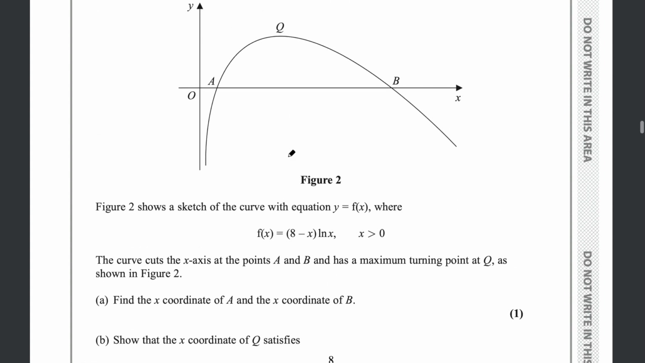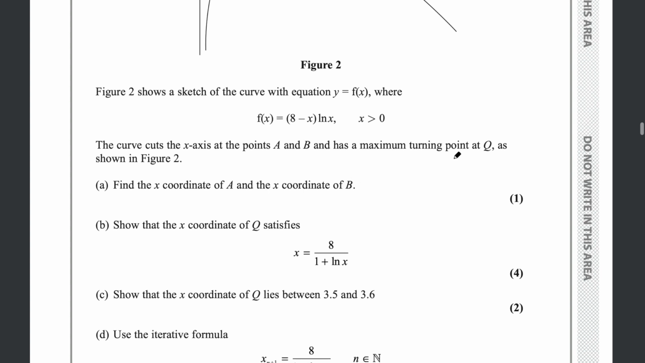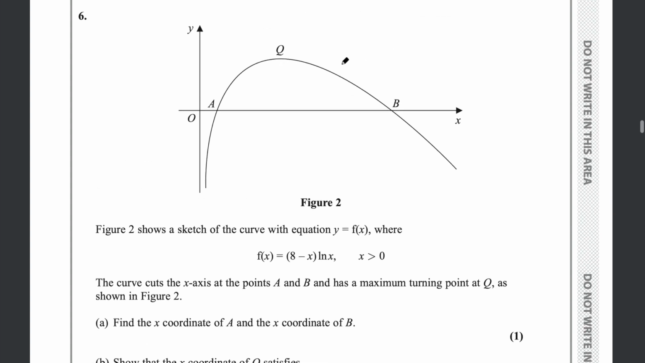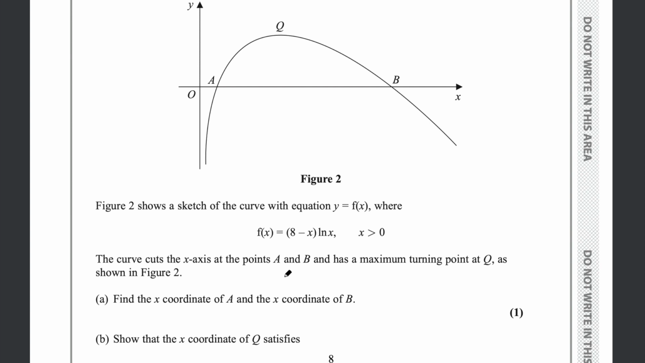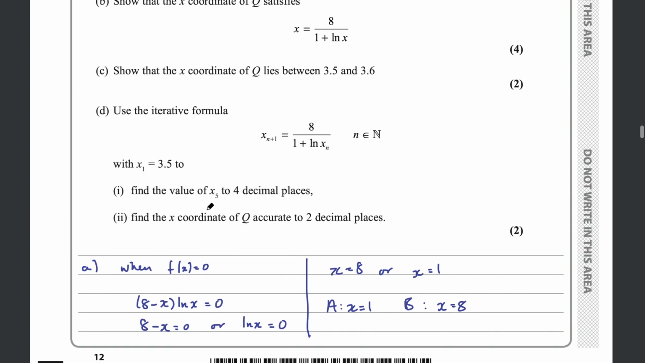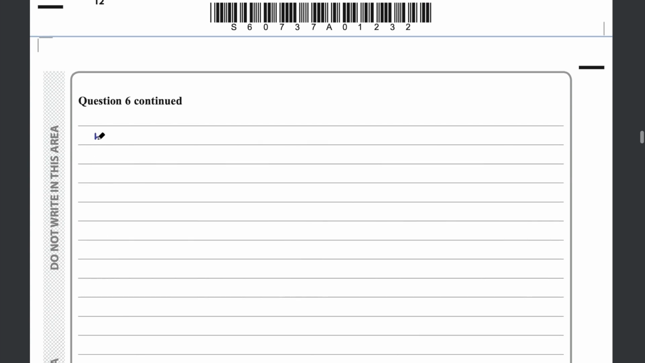Alright, so what's special about Q? They've told us it's a maximum turning point. And what do you know about the maximum turning point of a curve with relation to calculus? That is where the derivative equals 0, right? The tangent is a flat line, so the slope of the tangent is 0, therefore the derivative will be 0. So this is going to involve finding the derivative of f of x, setting that equal to 0, and finding x. So we can say for part B, at Q, f prime of x is going to equal 0.